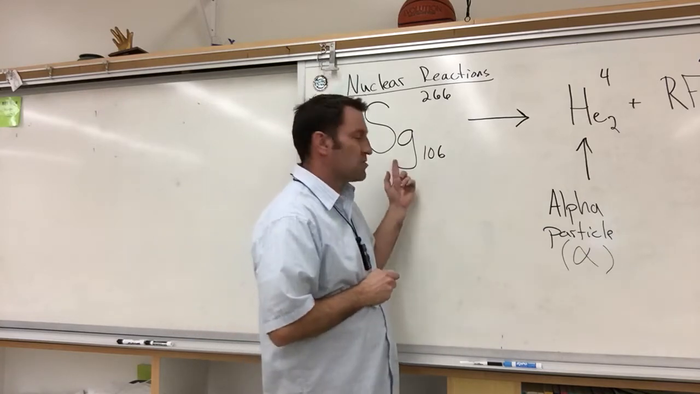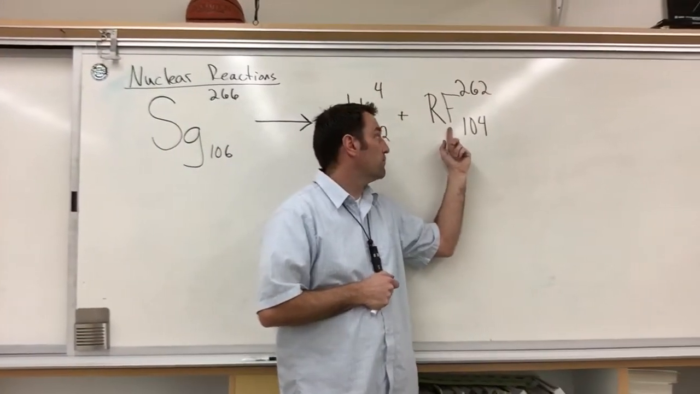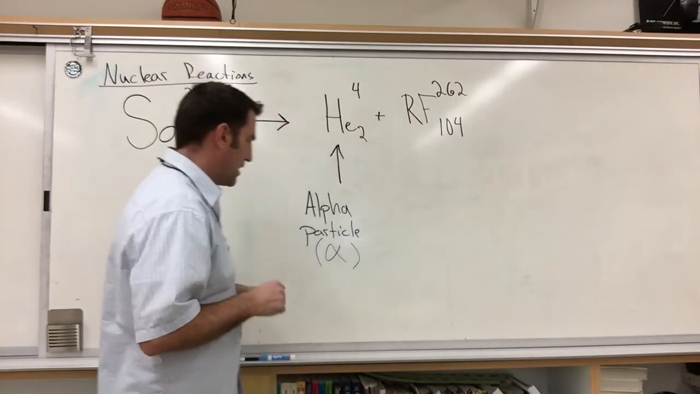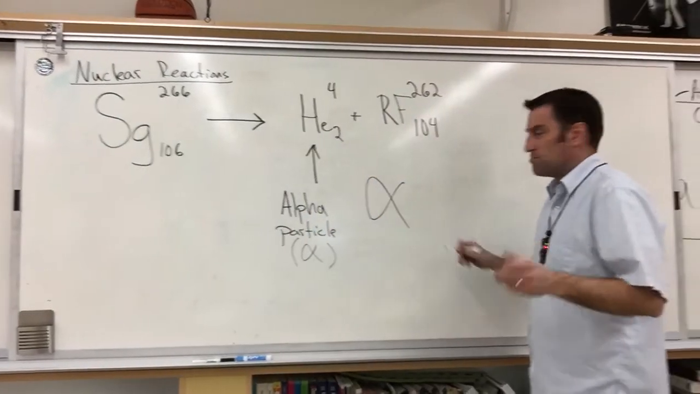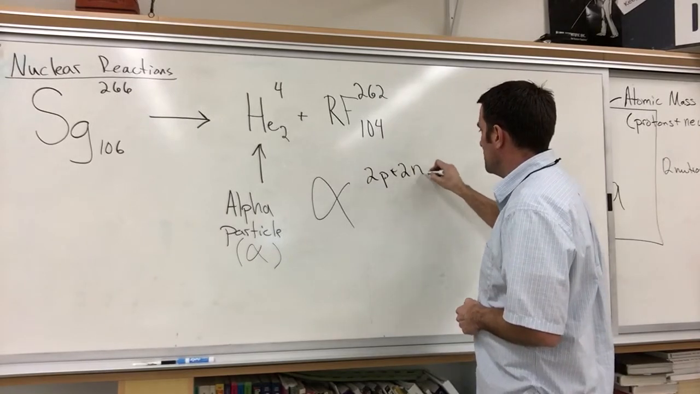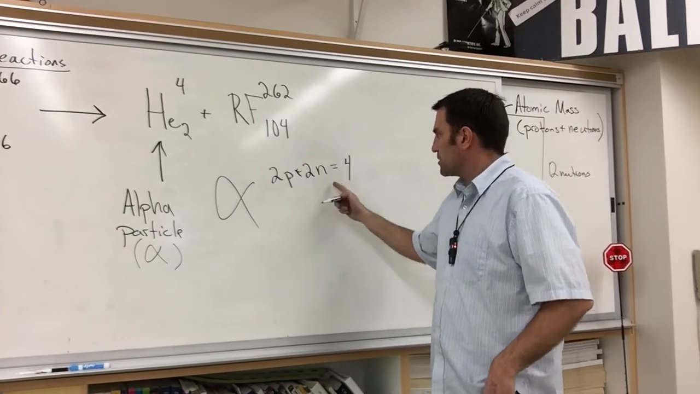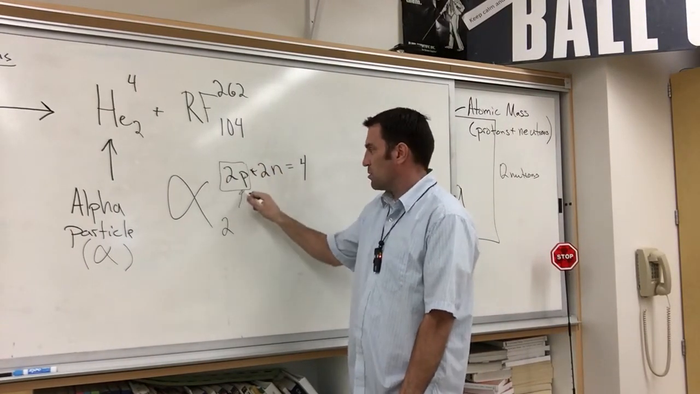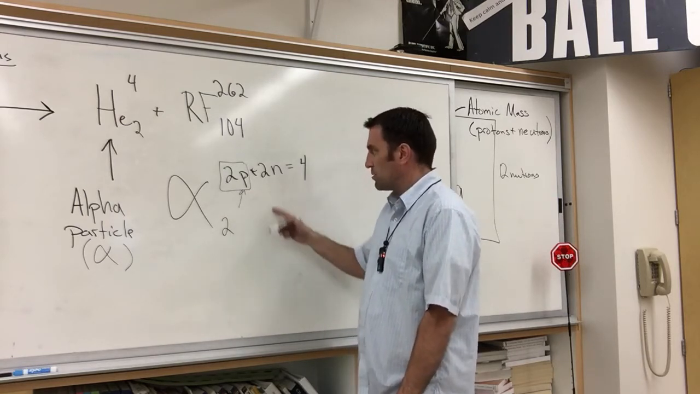So what we have is seaborgium going through alpha decay to become rutherfordium. That's not supposed to be capitalized, but whatever. All right, so here we go. An alpha particle, this little alpha particle, is made out of 2 protons and 2 neutrons. So its mass is actually 4. All right, and if we were to give it an atomic number, we'd say its atomic number is 2, because protons determine the atomic number. Hopefully you're somewhat okay with that.